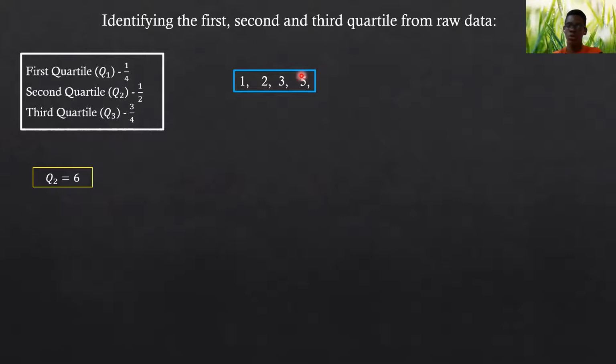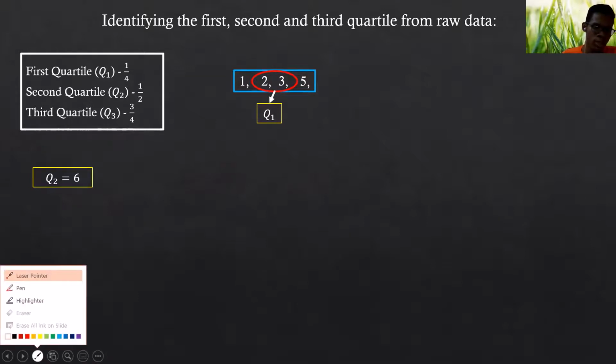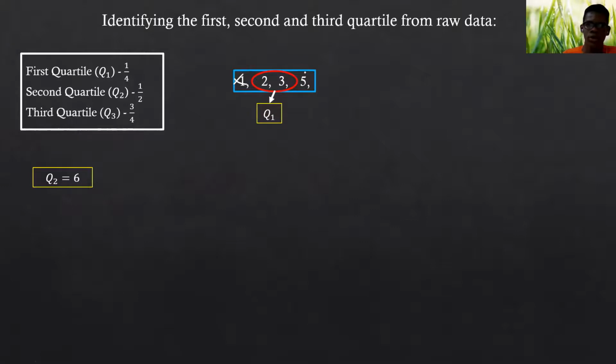Use the median to split the data set in half, and then identify the halves of those halves to get these other two. So in the first half of the data set, let's identify the first quartile. All right. So like before, remember how to do this?